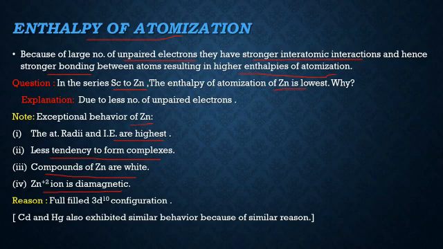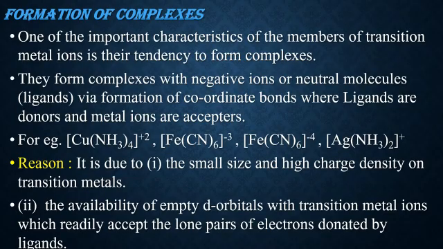Zinc ions are diamagnetic in nature, and the reason for all these is the fully filled 3d10 configuration of zinc, because of the absence of unpaired electrons. Cadmium and mercury also exhibit similar behavior because of the fully filled d10 configuration. Now, the next is formation of complexes.